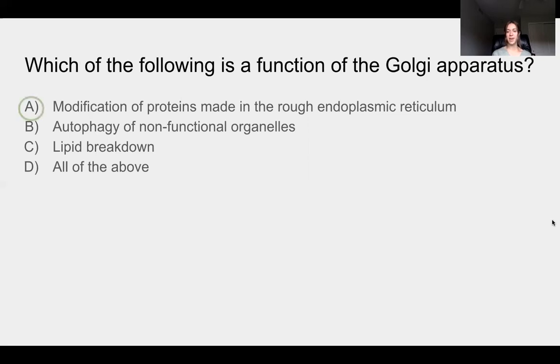Our answer here is A, modification of proteins made in the rough endoplasmic reticulum. B, autophagy of non-functional organelles, that is actually for lysosomes, and lipid breakdown is peroxisomes. So we're going to talk about Golgi, lysosomes, and peroxisomes now in a little bit more depth.